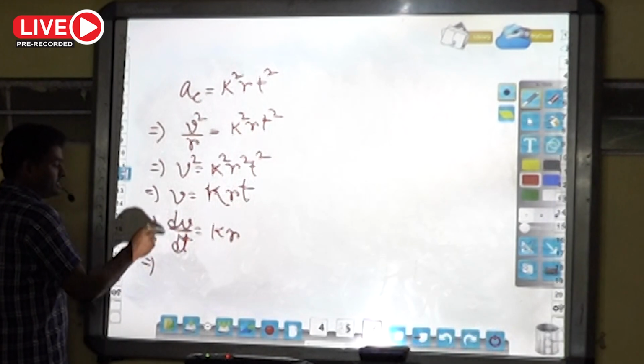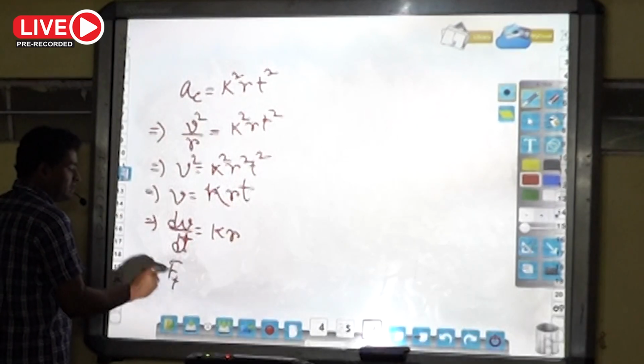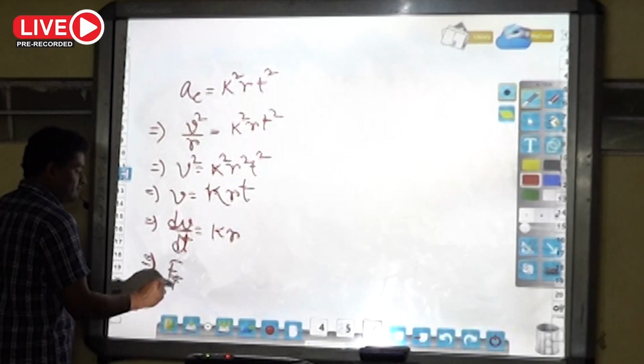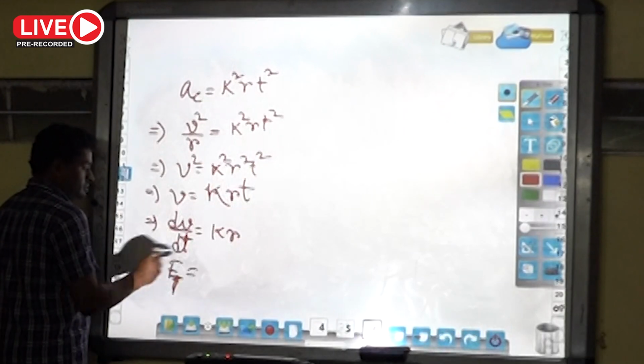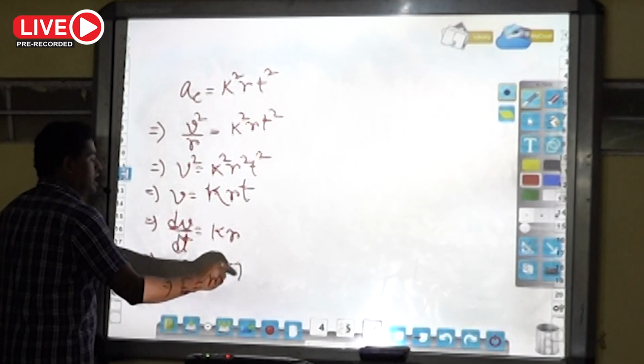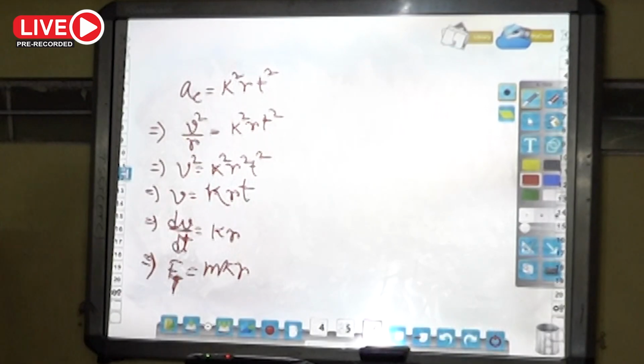So multiplying this with mass, you will get the tangential force. So tangential force Ft will become m k r. Because centripetal force is always perpendicular to velocity, it cannot produce any power because it's a no work force. But due to this tangential acceleration, since the magnitude of velocity is changing, there is a tangential force which is along the same direction as that of the tangential velocity. Tangential velocity is the instantaneous velocity.